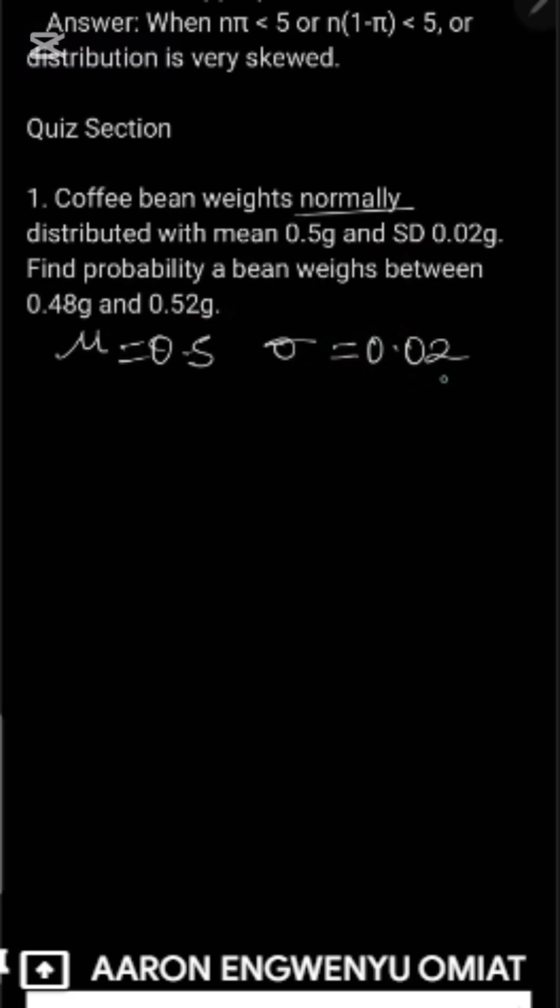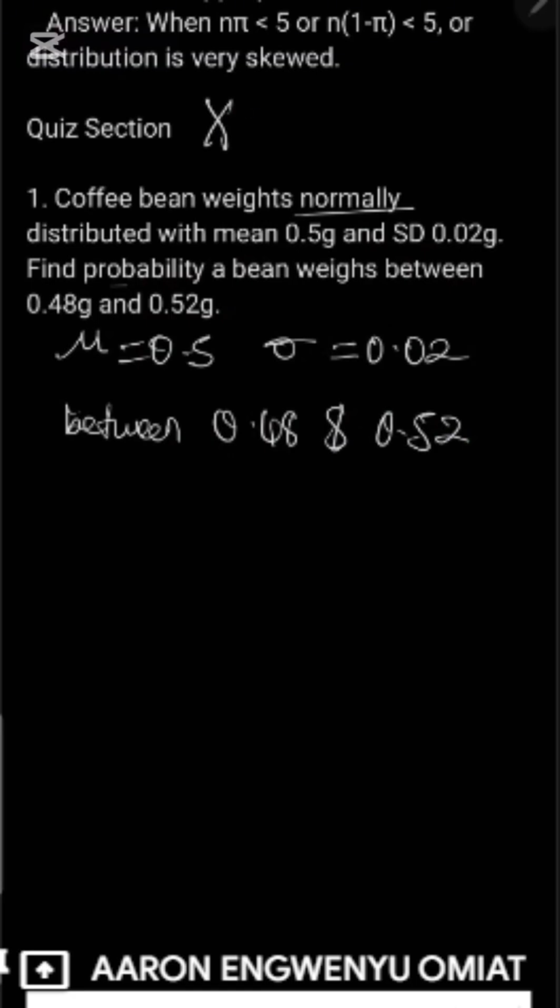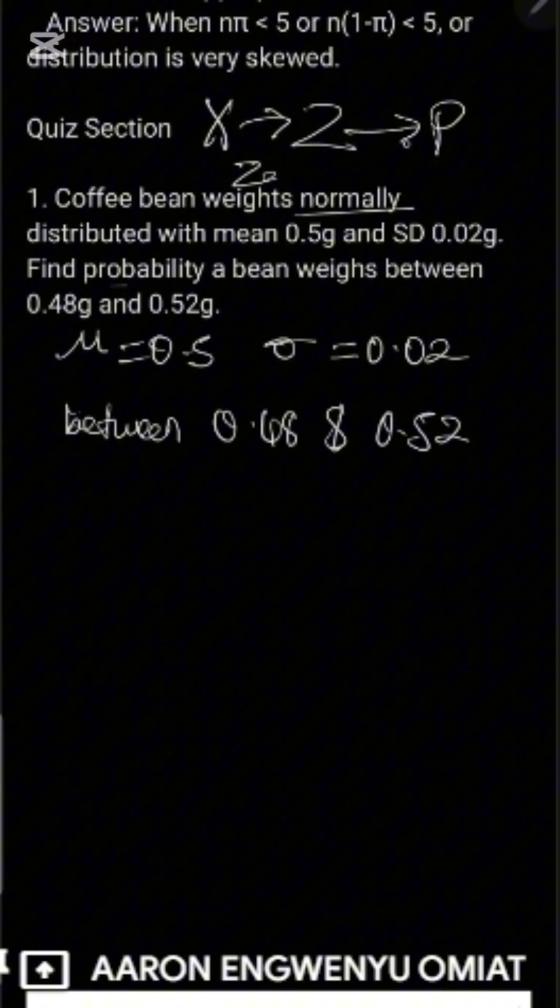After we have written those down, they want us to find the probability that the bean weighs between 0.48 and 0.52. So here we are given X values and they want us to find probability. To find probability, we have to first find Z. So from the X values, we shall standardize them using the formula Z equals, then we shall use the table to find the probability.